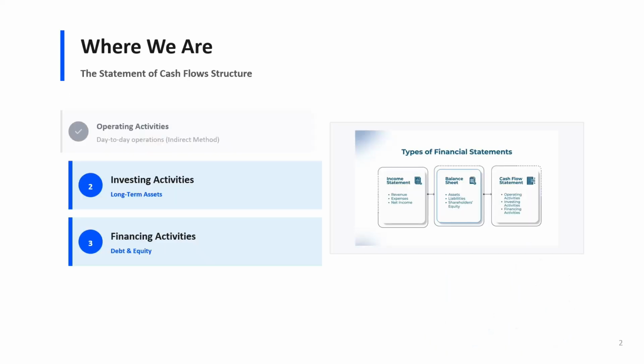Let's get started with a quick recap. We already covered operating activities. If you have not yet, I recommend you watch the first two videos. Operating activities, as you remember, deals with the day-to-day business. Now we are moving into the other two vital sections. We will focus on the investing and financing activities, which show how a company manages its long-term assets and capital structures. This structure helps us to categorize every cash transaction. Now let's zoom into them.